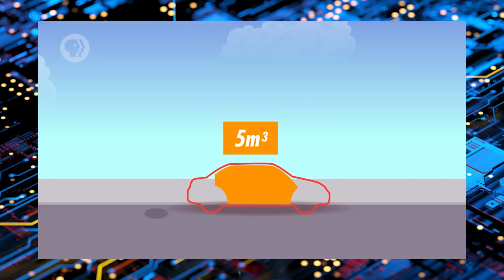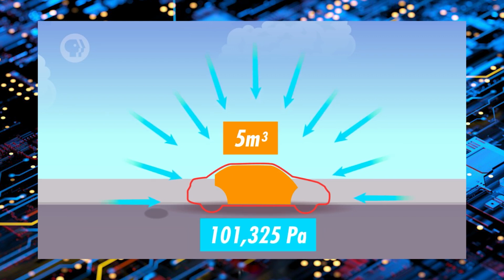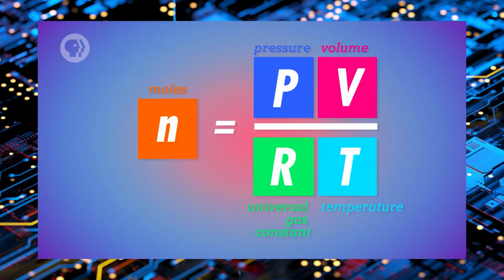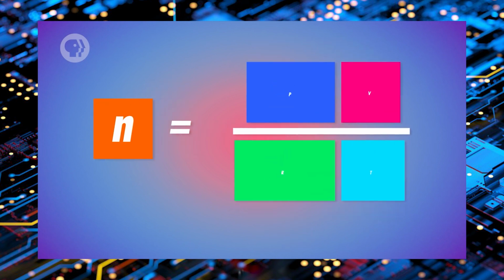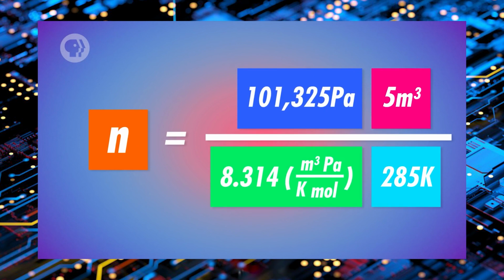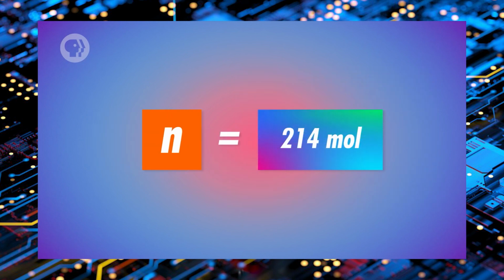The pressure inside your car is going to be equal to the outside air pressure, which we'll take to be the standard atmospheric pressure, or 101,325 pascals. So how many moles of air were inside your car as you drove to class in the morning? Well, according to the ideal gas law, the amount of gas in moles is equal to pressure times volume divided by temperature times the universal gas constant. And 101,325 pascals times 5 meters cubed divided by the universal gas constant times 285 Kelvin is about 214 moles. So there were roughly 214 moles of air in your car when you drove to class in the morning.